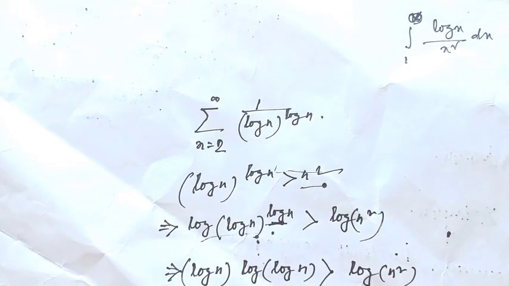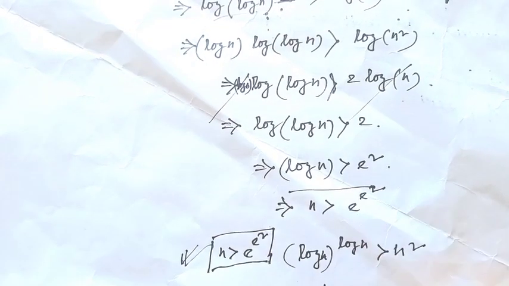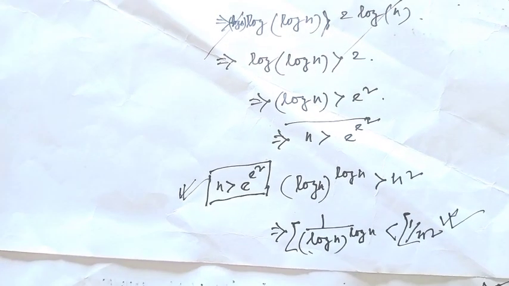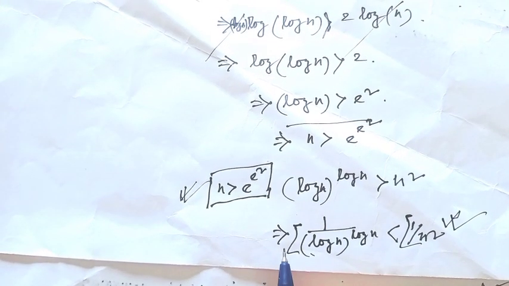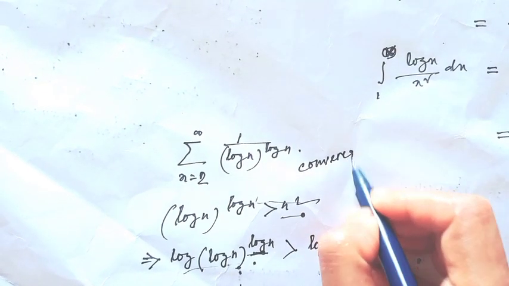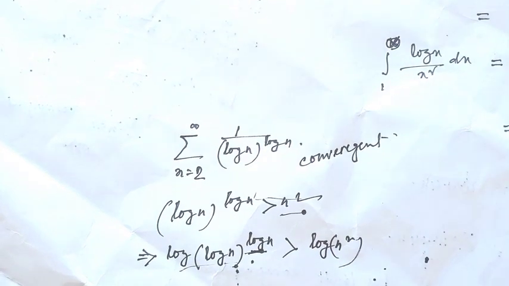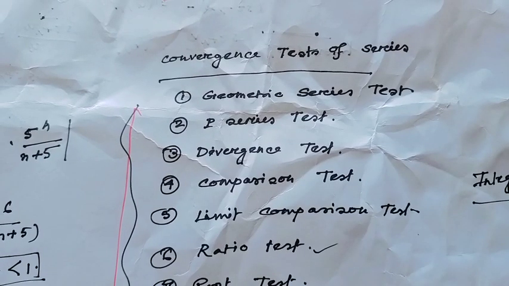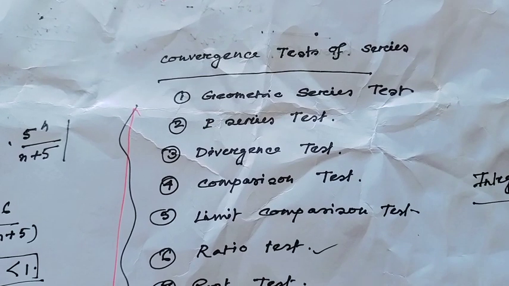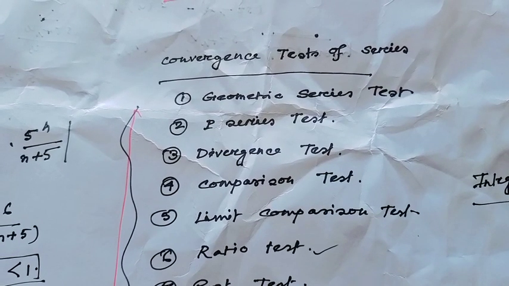And this is our given series. Now apply the series on both sides. Now by the comparison test, since this series is convergent, our given series is convergent. That means this series is a convergent series. Okay, I hope all my viewers have understood in which type of series, which type of test would be applicable.